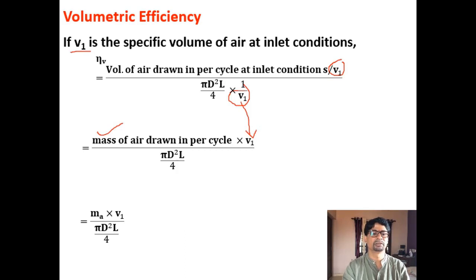So the denominator is pi d square by 4 into L, that is the volume of air drawn in per cycle, that is swept volume or piston displacement per cycle. So you can write it as MA into V1 divided by pi d square by 4 into L as the efficiency formula. So this is per cycle. Suppose if you consider it as per second or per minute, then in the denominator you have to multiply by speed, Nw. Okay.